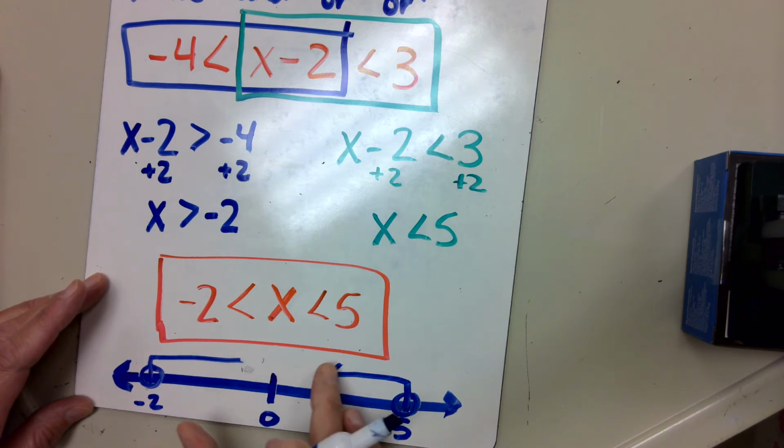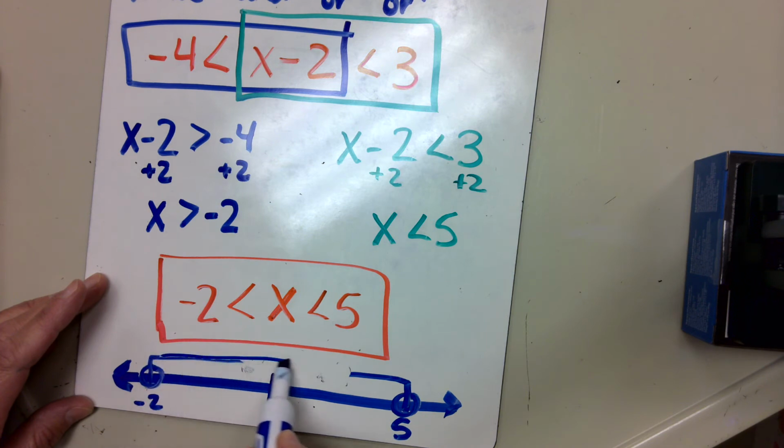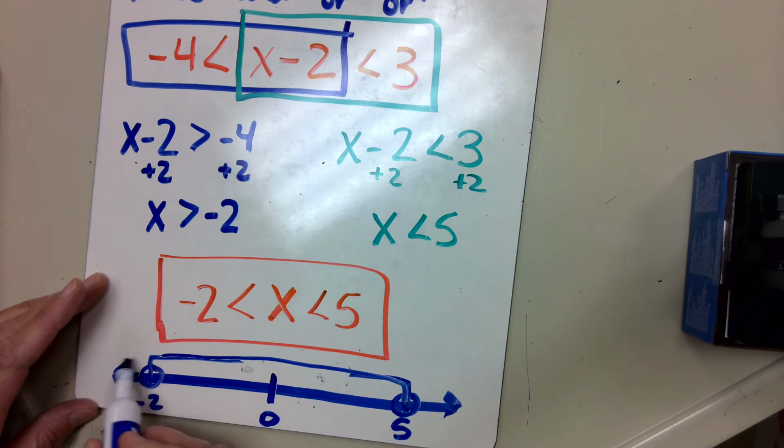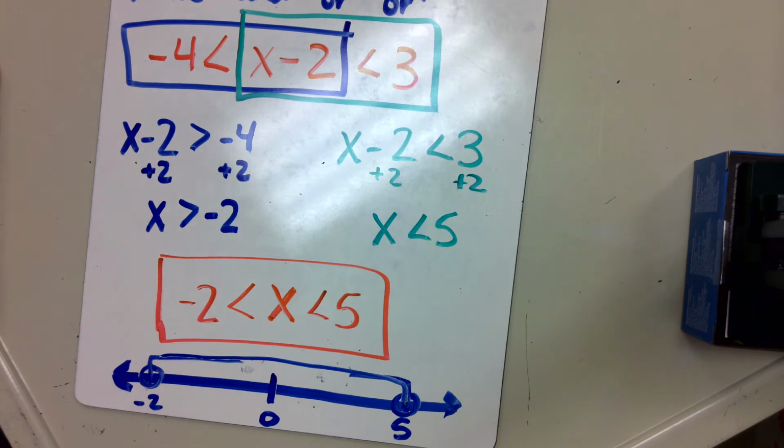So actually, how we draw them is together. It's all the way from here to here are all my solutions. I can't pick anything beyond 5. I can't pick anything less than negative 2.